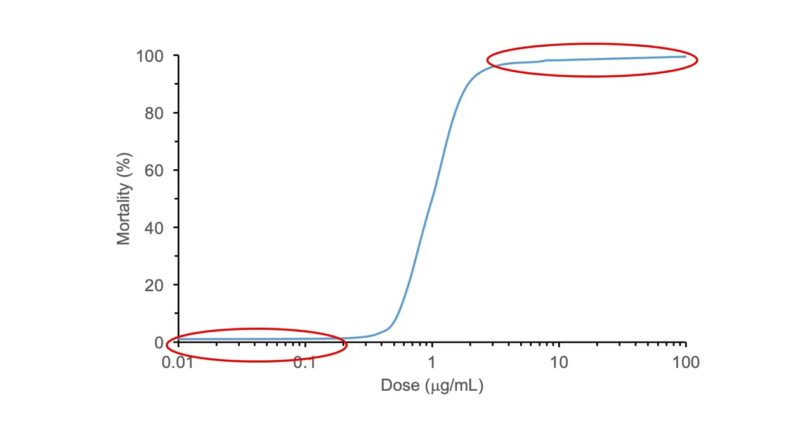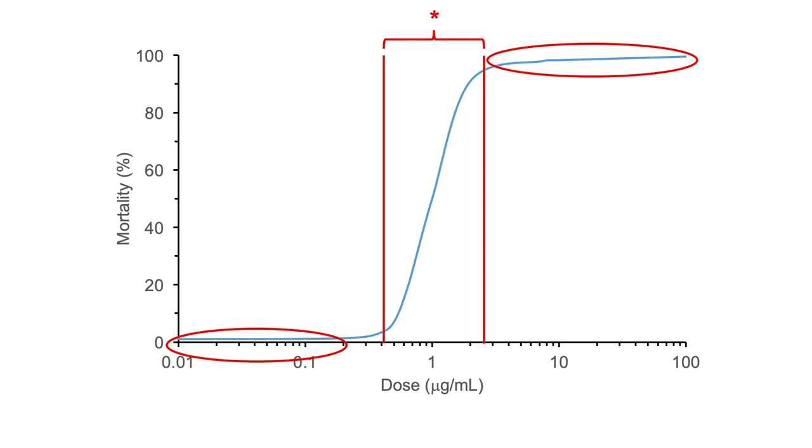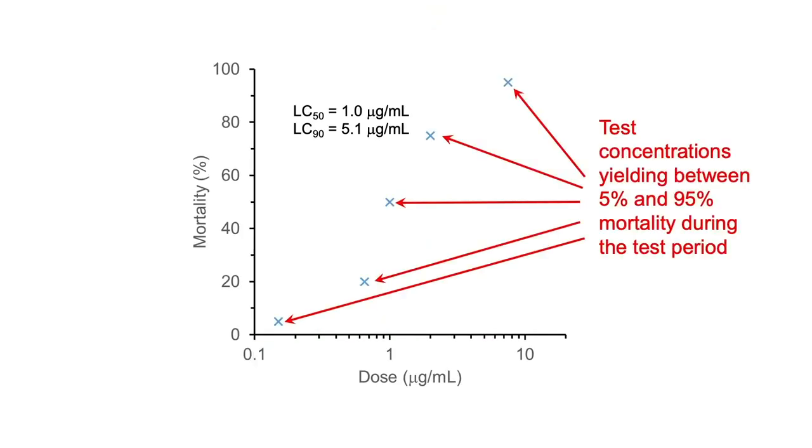You want to identify the region in the center of the dose response where mortality increases as a function of dose. It is with this range of doses that you want to target your bioassay. You want to use a range of 4 to 5 concentrations yielding between 5% and 95% mortality during the bioassay to determine the LC50 and LC90 values.